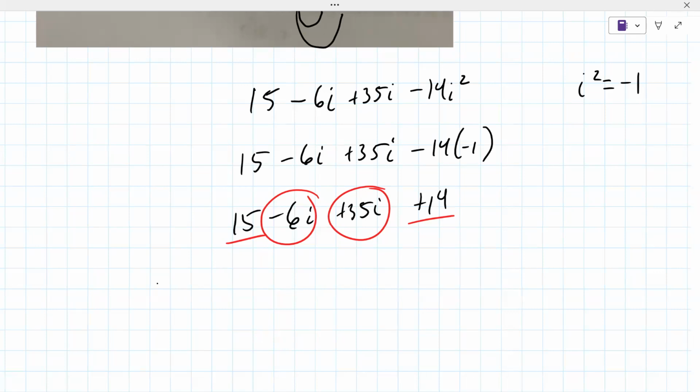Do you have an answer for me? I'm just going to say negative 6i plus 35i would be 29i. Okay, part of it. Does the 15 and the 14 have an i? Yeah, that's 29, but you said it with an i. Do these have an i? Oh no, I was referring to the other. Okay, so there's your final answer.